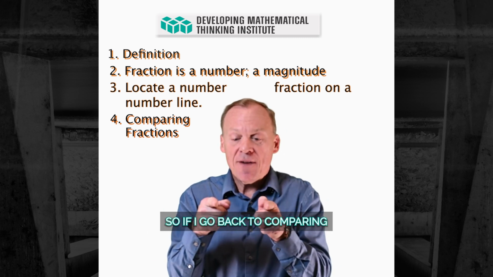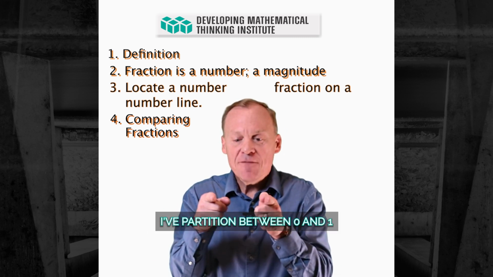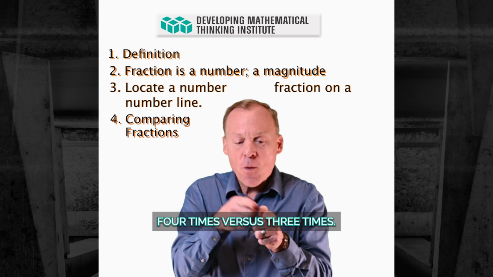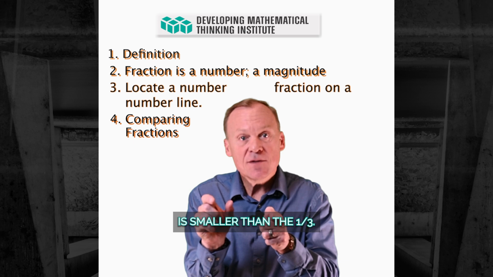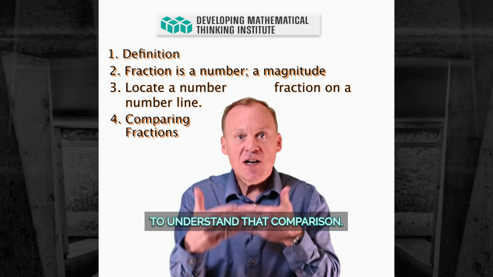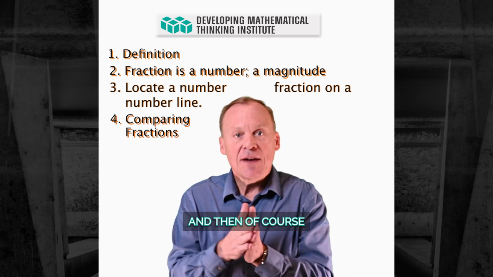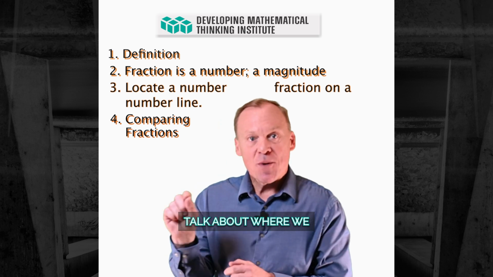But if I go back to comparing fourths and thirds, I've partitioned between 0 and 1 4 times versus 3 times. So the 1/4 size is smaller than the 1/3. So we want to be able to understand that comparison, and then of course the count. We'll also talk about where we are on the number line.